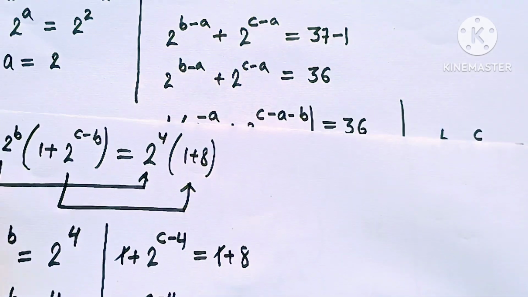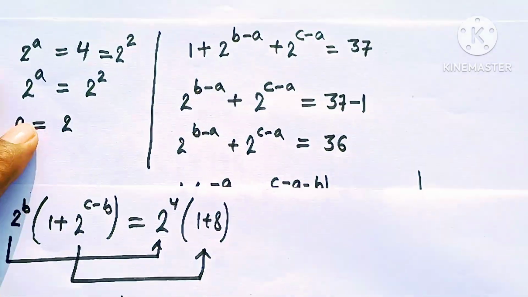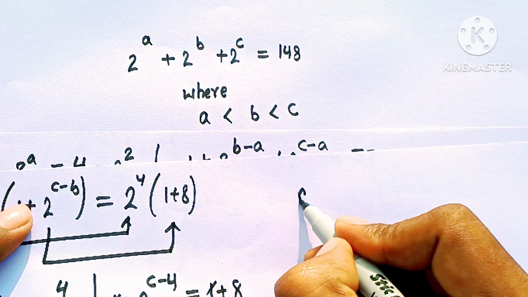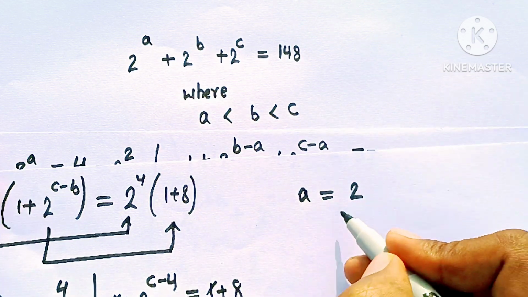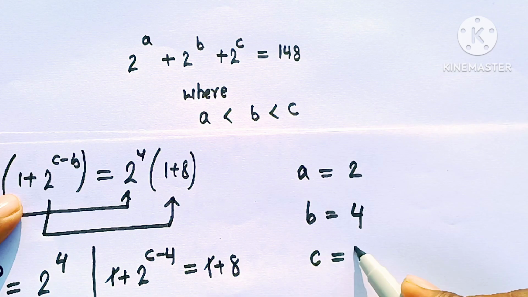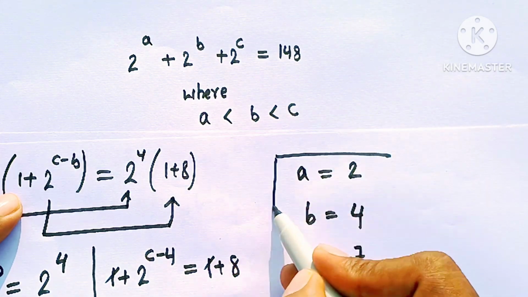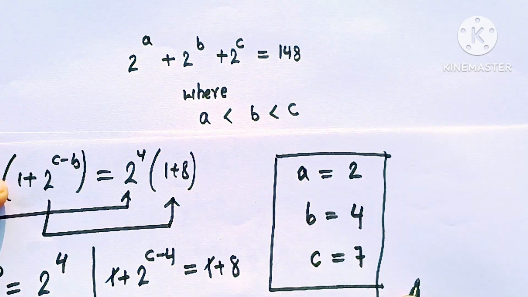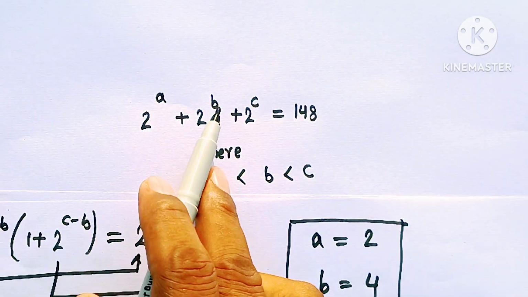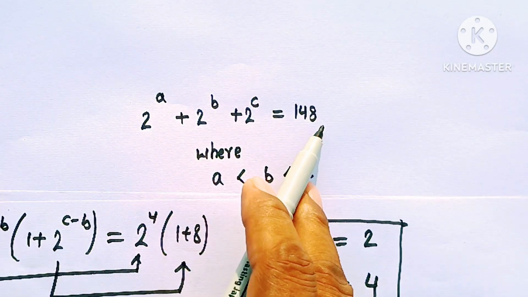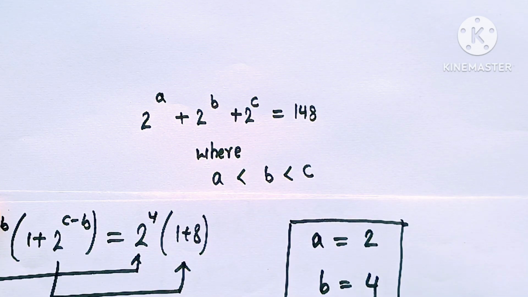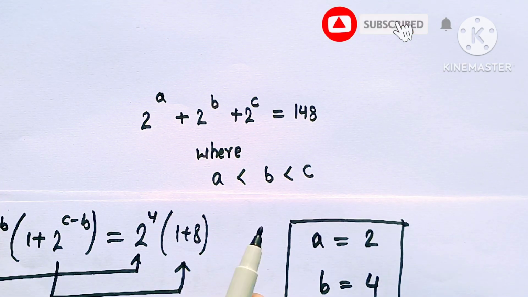So in this way we have the values of a, b and c: a is equal to 2, b is equal to 4, and c is equal to 7. So these three values are there for the given equation 2 to the power a plus 2 to the power b plus 2 to the power c equal to 148, where a is equal to 2, b equal to 4 and c equal to 7. These are the solution of the given question.